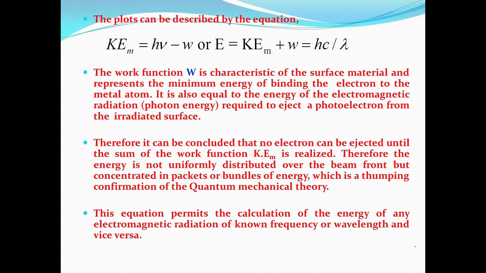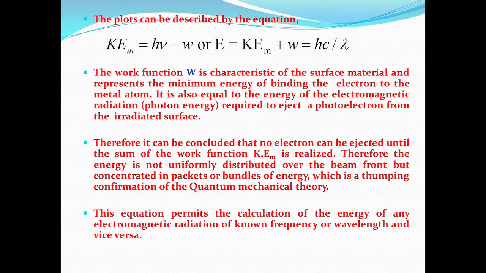So, the plot we have been talking about is given by the equation KE max is equal to h mu minus W, where W is the work function, mu is the frequency, h is Planck's constant, and KE is the kinetic energy of the electron. We can also write it as E is equal to KE max plus W, or in several ways which I have already shown here. That is also equal to hc by lambda. What is h? h is Planck's constant, c is the velocity of light, and lambda is the wavelength.